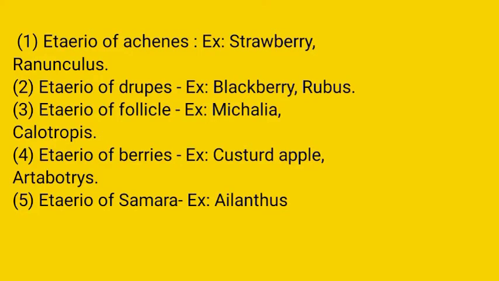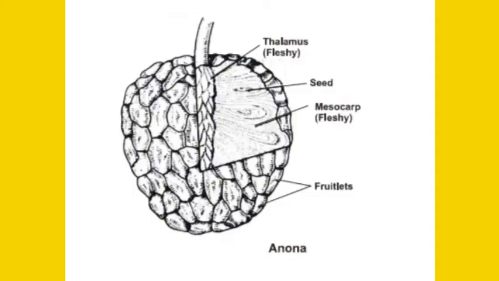Example, strawberry, Ranunculus. Number 2, etaerio of drupes. Example, blackberry and Rubus. Number 3, etaerio of follicles. Example, Michelia, Calotropis. Number 4, etaerio of berries. Example, custard apple, Polyalthia. Number 5, etaerio of samara. Example, Holoptelea. Let's see the diagrammatic representation of Annona.